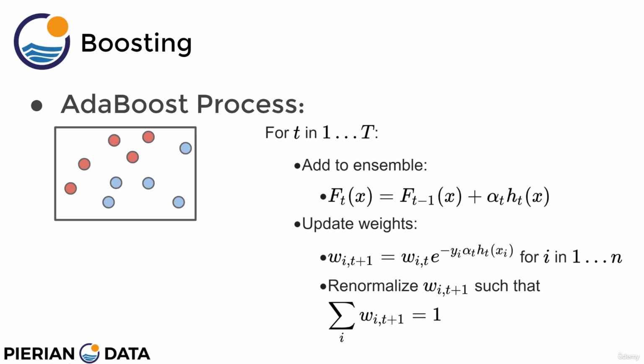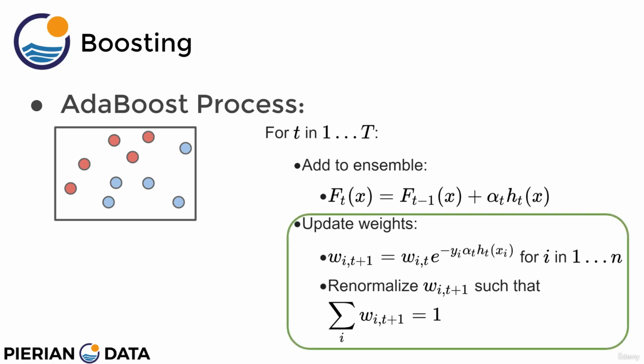Once we've done that, we add it to our existing ensemble. So we have the set of learners already created that we call capital F of t minus 1. That's all the weak learners that have already been created, and then we're going to add on this coefficient times the hypothesis of this weak learner. And then for the next weak learner, we update all the weights, which are attached to each of the data points. And keep in mind, we keep renormalizing the weights so that the sum of all the weights is equal to 1. So add them to the ensemble, and then update the weights. Those updated weights are going to be used by the next weak learner.